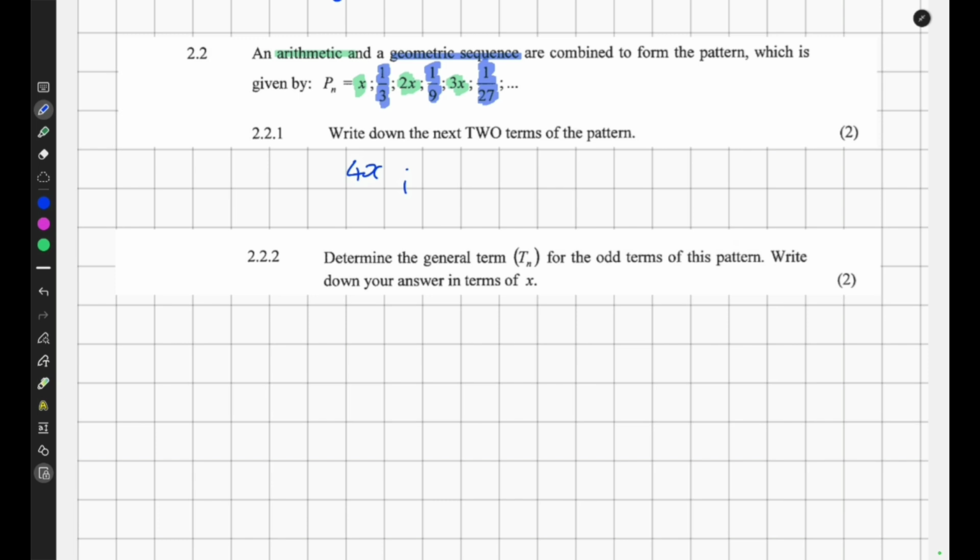Now with the blue one, I can see I'm multiplying the bottom by 3 every time. So 3 times 3 is 9, 9 times 3 is 27, 27 times 3 is 81, but I need to write it as 1 over 81. Perfect. There I get 2 marks.